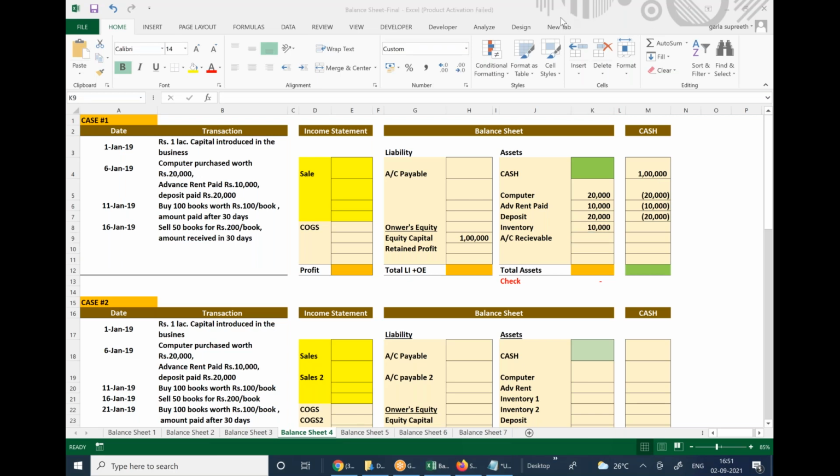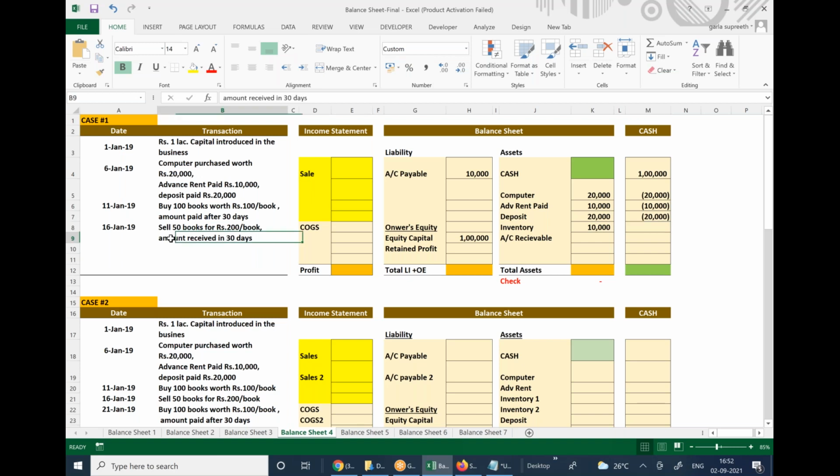So inventory will increase by 10,000. What else will happen? My account payable will increase. How much? 10,000. So I can directly type 10,000, because I have not paid. I said I'll pay after 30 days. So I am payable. How much? 10,000. Anything happens to my cash? No, because I have not paid, so nothing goes out of my bank. So it is an empty transaction with respect to bank.